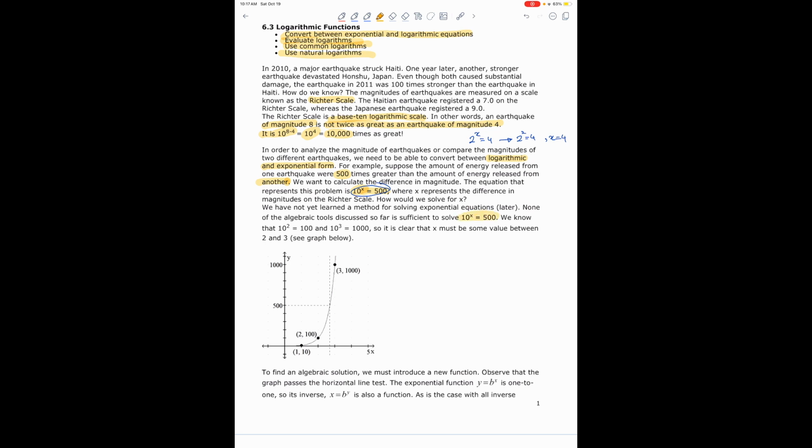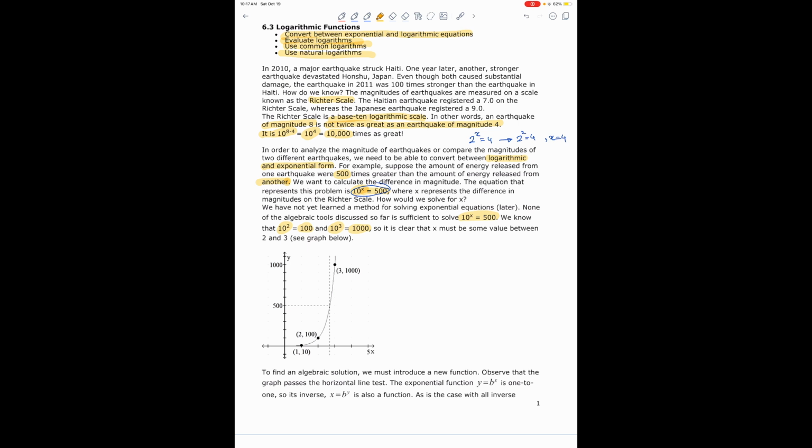We know that 10 to the second power is 100. We know that 10 to the third power is 1,000. But notice how 500 is in between 100 and 1,000. So 10 raised to what power should be 500? That is the question.